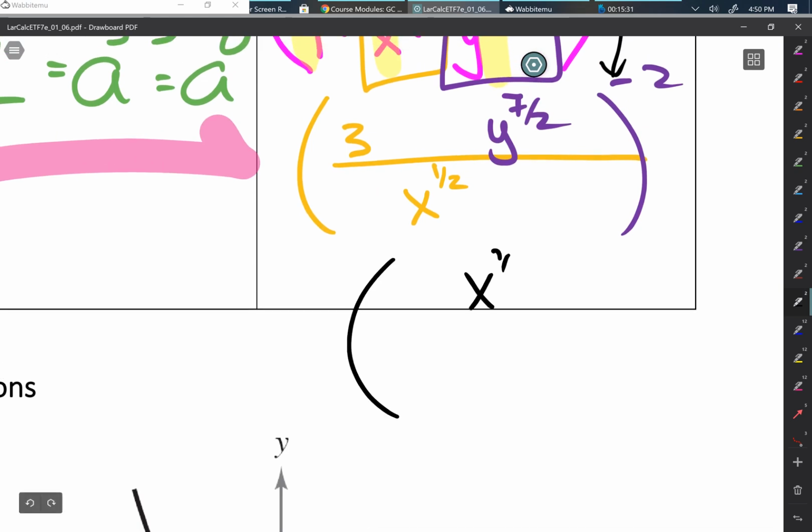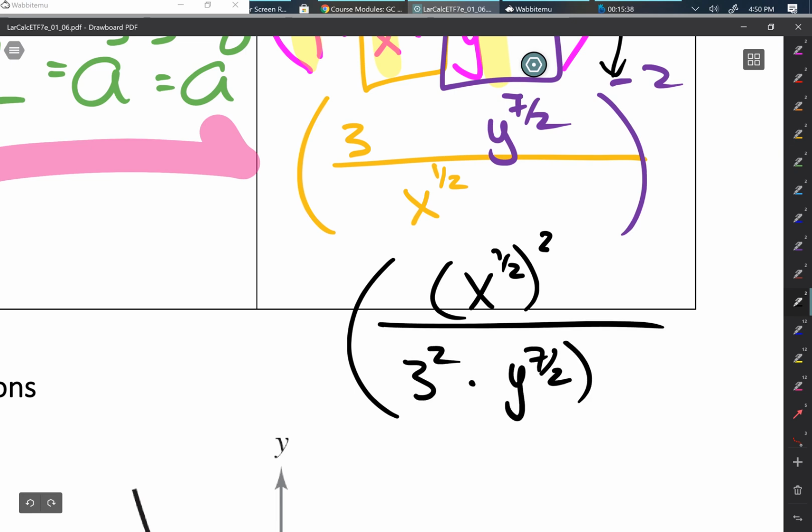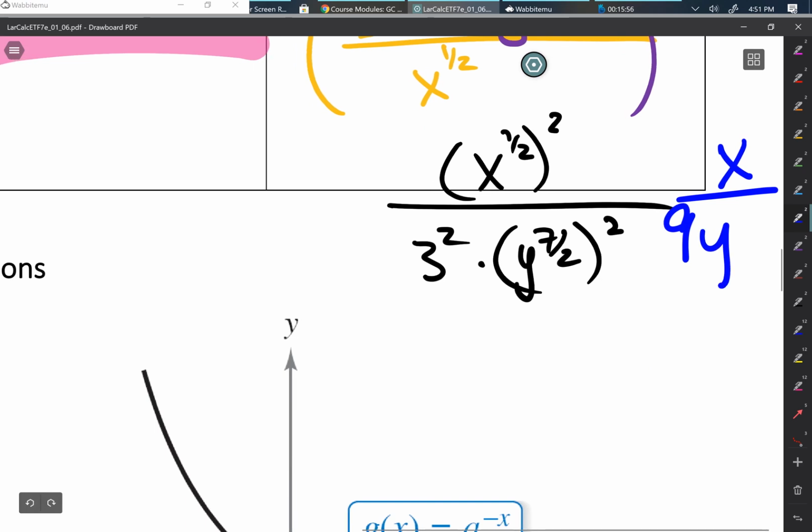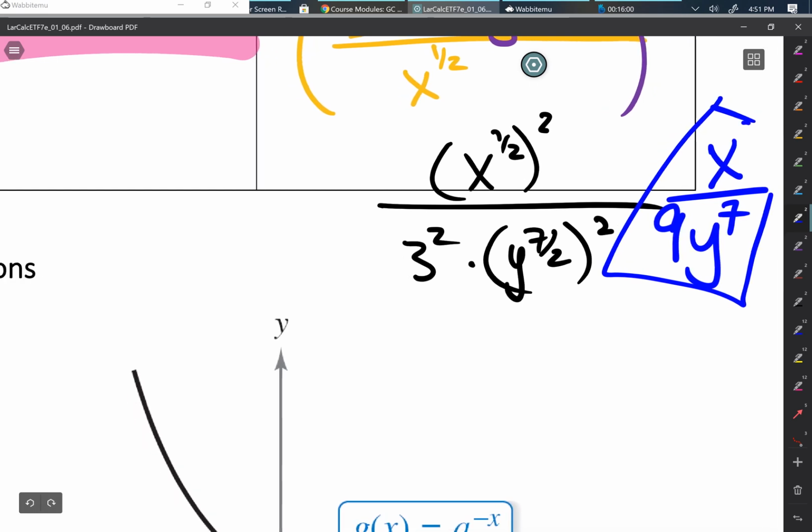It's going to become x to the 1/2 squared over 3 squared times y to the 7/2 squared. And actually those big parentheses on the outside I no longer need, so I could get rid of these. And now one last step to clean it up. X to the 1/2 squared is just plain old x. 3 squared is 9, and y to the 7/2 squared is y to the 7th. And so my final answer is x over 9y to the 7th.